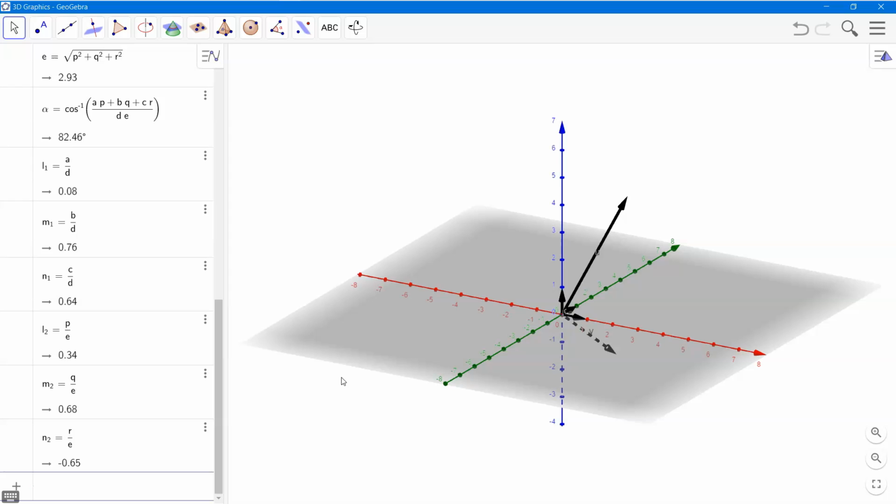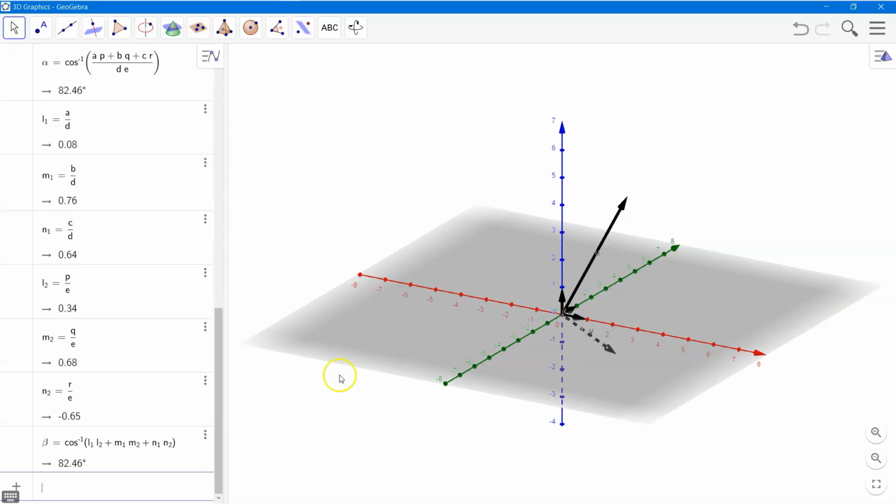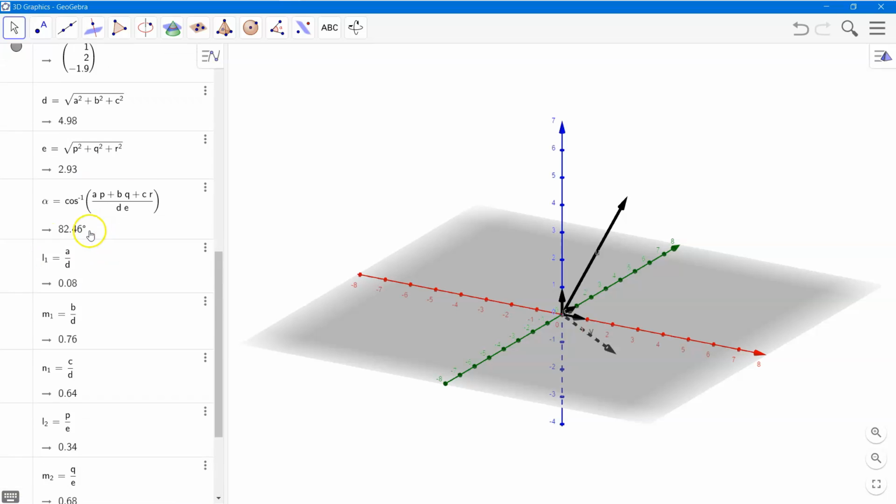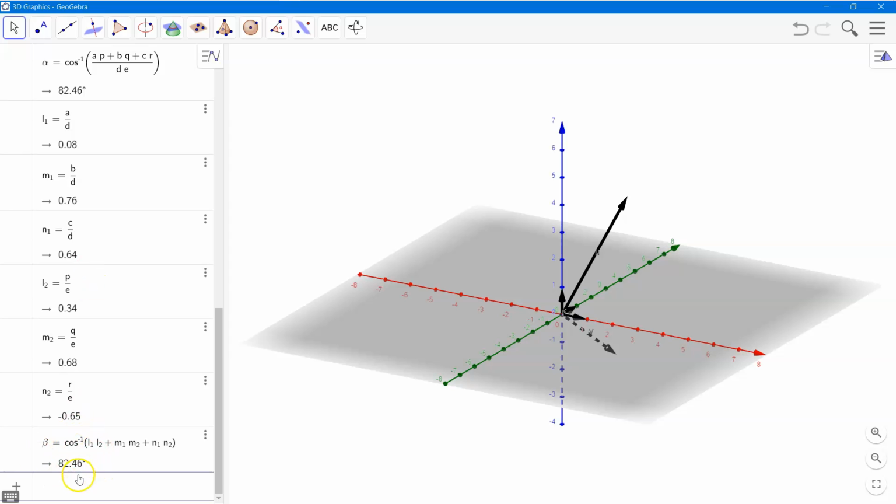And the formula is what? Cos inverse of the sum of the products of the corresponding cosines. This would be l1 times l2, plus m1 times m2, plus n1 times n2. So if you see here, 82.46, 82.46. So whether you use the direction ratios directly or you use direction cosines, you get the same answer.